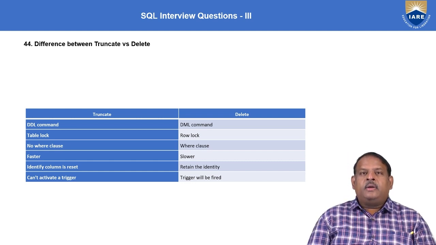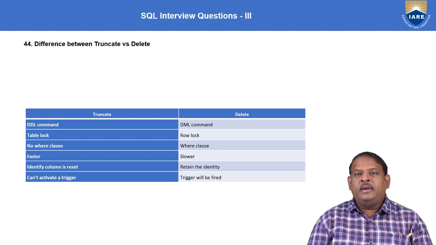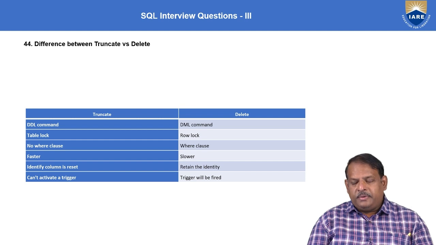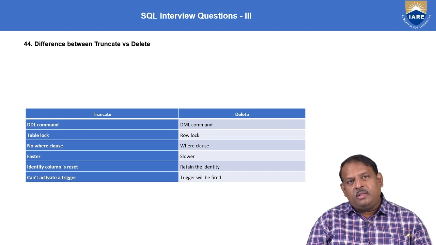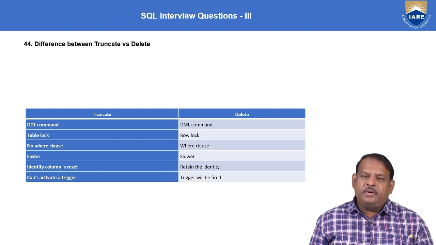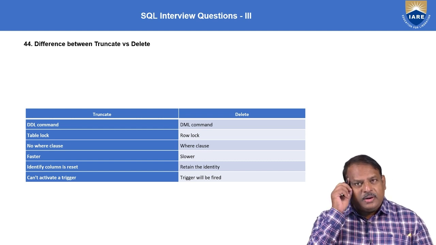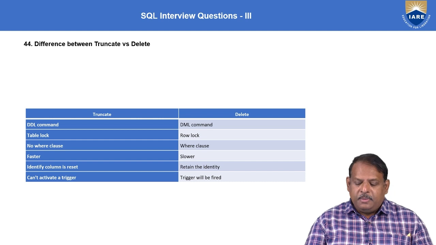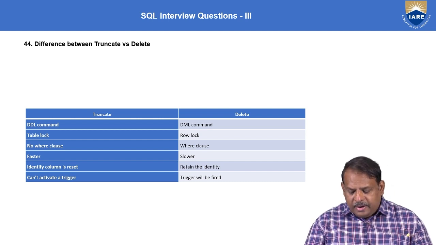And the identity column is reset. It restarts the identity, because here in the case of truncate, all the records are gone. In the delete, you are not deleting the structure, only the records. That's why the identity column is reset in truncate. And in the truncate, we cannot activate the trigger. Whereas in the delete, we can fire the trigger, like an after delete trigger. So these are the differences at a high level between a truncate and delete.